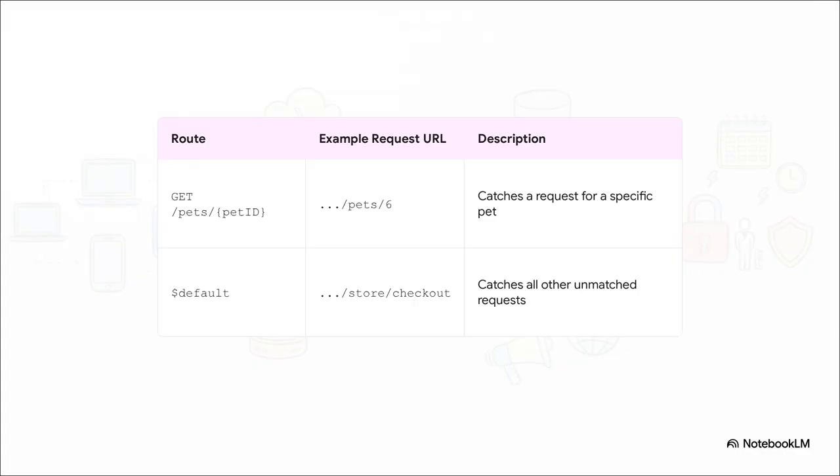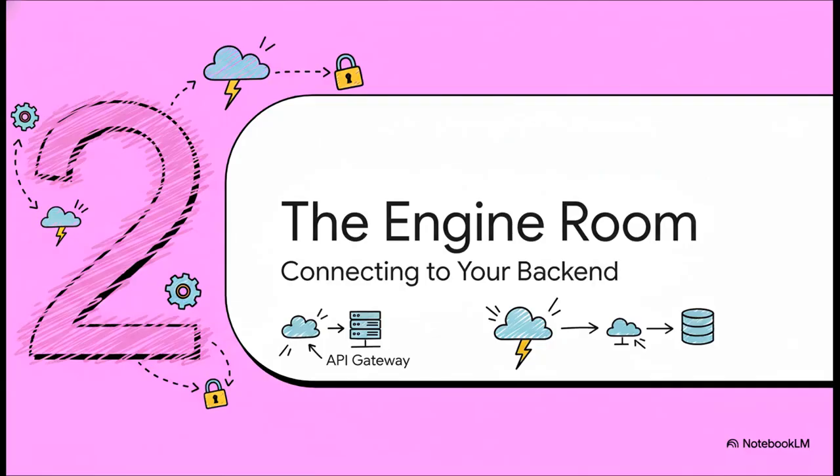And as you can see from these examples, it's super intuitive. A request for GET /pets hits that route. Simple. If you need to grab one specific pet, you can use a path variable, like that pet ID. So a call to /pet/6 gets routed to the right logic automatically. And then there's the really powerful $default route. This thing is a catch-all. Any request that doesn't match another specific route you've defined lands here. This is a lifesaver for things like proxying a bunch of paths to an old system or just giving a friendly not found message.